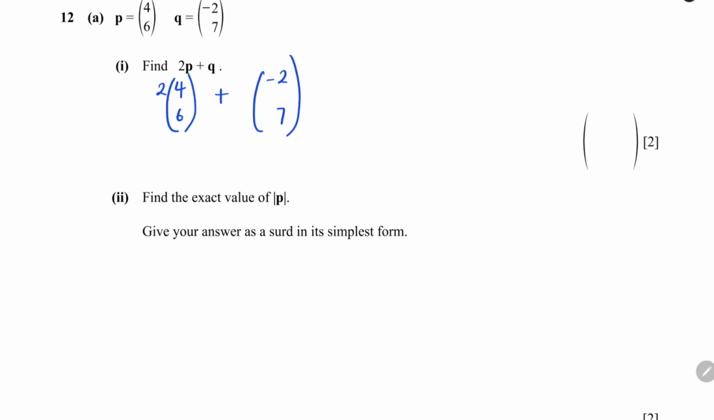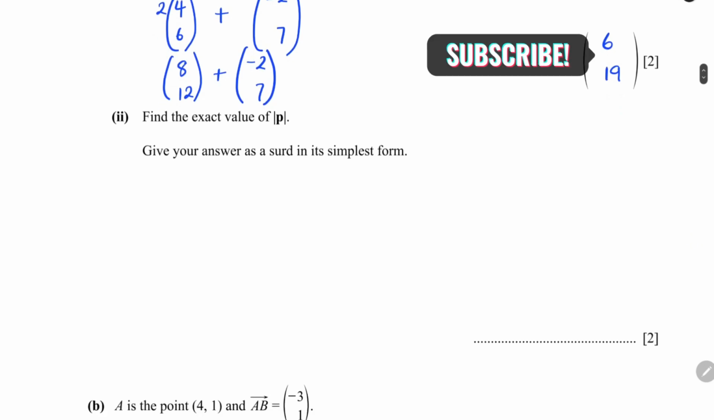When you're multiplying a vector by a scalar, you need to multiply both the horizontal component, that is the number at the top, and the vertical component, the number at the bottom, by your scalar. So opening this is going to give me (8, 12), plus (minus 2, 7). All right. So when you're adding vectors, you add horizontal plus horizontal, vertical plus vertical. 8 plus minus 2 is going to give us 6, and 12 plus 7 will give us 19.